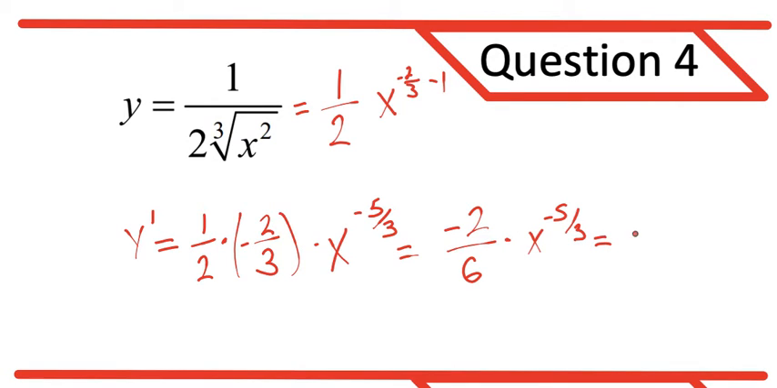And just to simplify this, we'll have 2 over 6 become 1 over 3. And then we'll bring this to the denominator so that it has a positive exponent. And the derivative of y ends up being 1 over x to the power of 5 over 3 times 3.